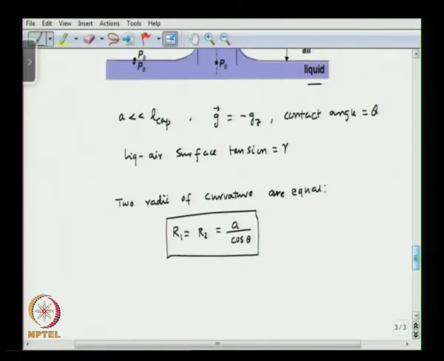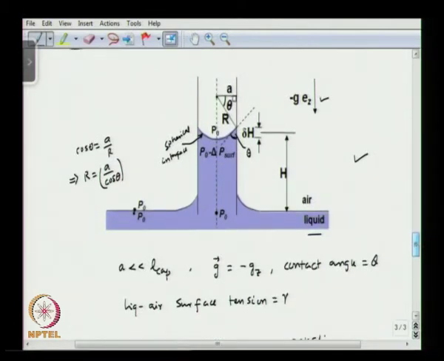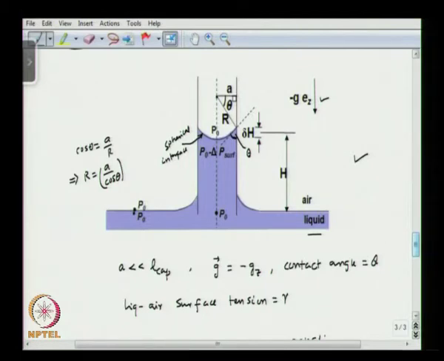So, now we try to do a force balance, okay. If you look at the interface, if the interface is convex in shape, the pressure would be higher on the convex side as compared to the concave side, okay. In this particular case, we have air present on the convex side and liquid present on the concave side. So, the pressure on the air side is more as compared to the liquid side, okay.